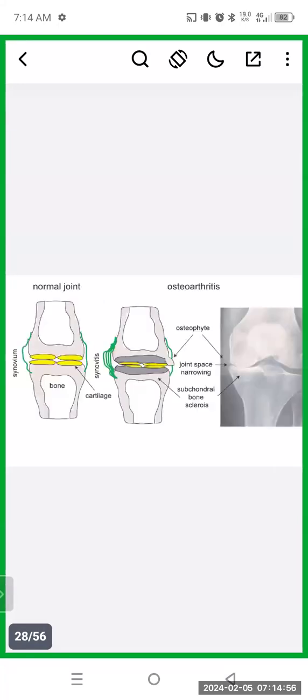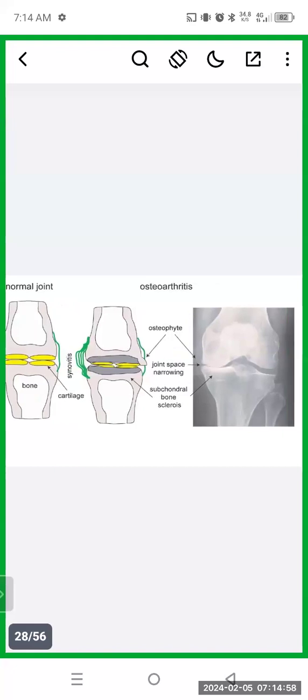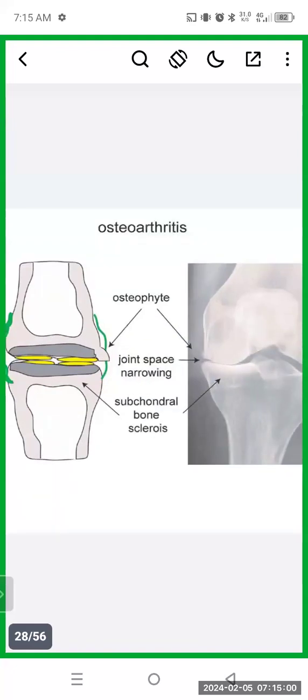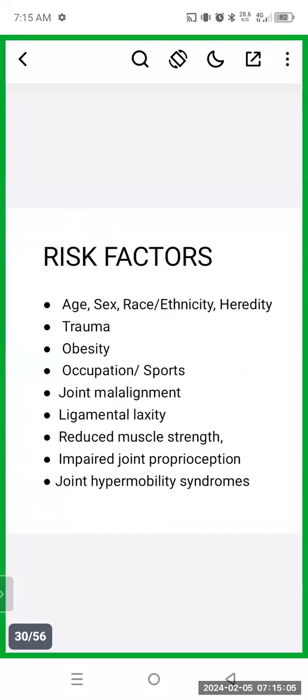So macroscopically, there is reduced joint space and thickening of the cartilage, subchondral bone sclerosis, and osteophytic growth. And then there is inflammation of the synovial membrane. The picture depicting the loss in joint space, the subchondral sclerosis and the osteophytic growth is showing the same. The risk factors we have mentioned initially already.